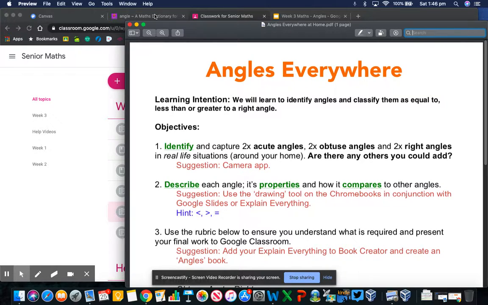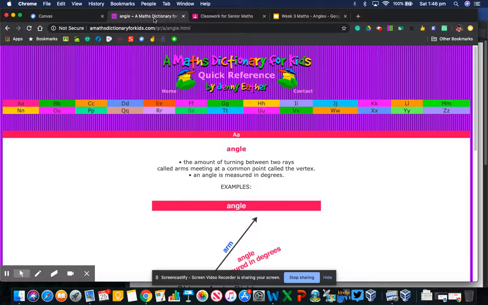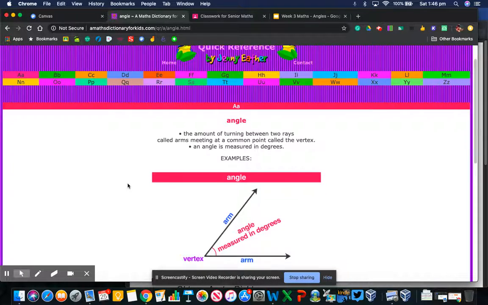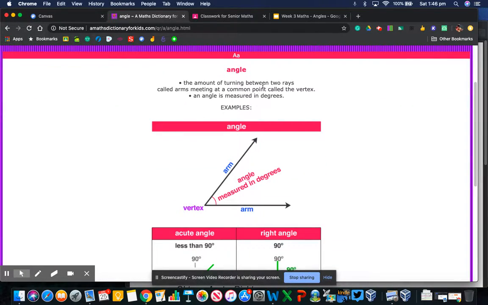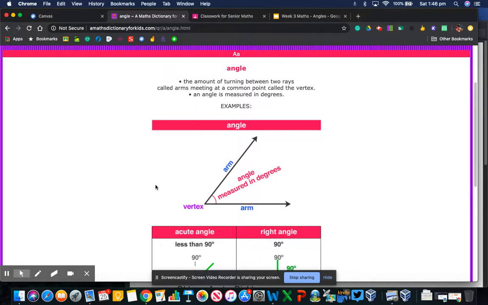Really quickly, if you're not sure about angles, let's have a look here. What is an angle? The amount of turning between two rays called arms meeting at a common point called the vertex. So here's an example just below. An angle is measured in degrees. So here's the vertex. We need to measure the degrees between the two arms. So from here to here, that's what angle we're finding.